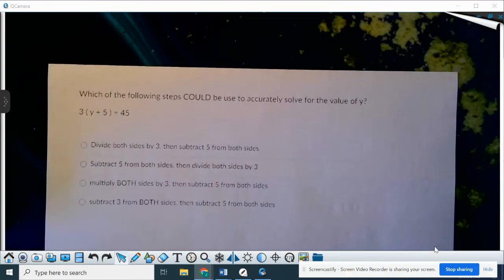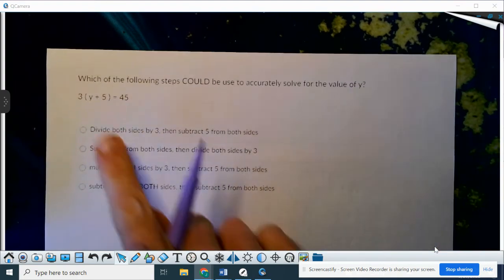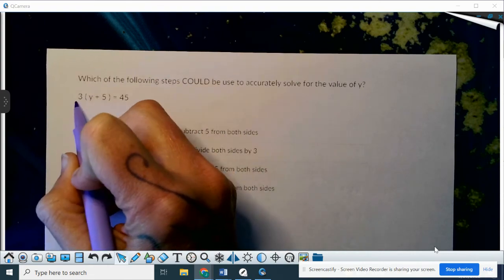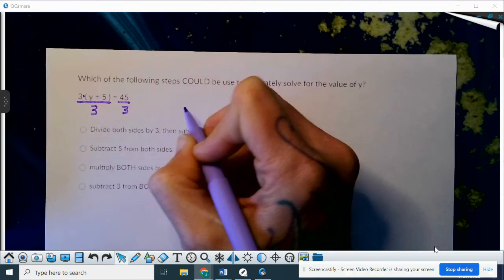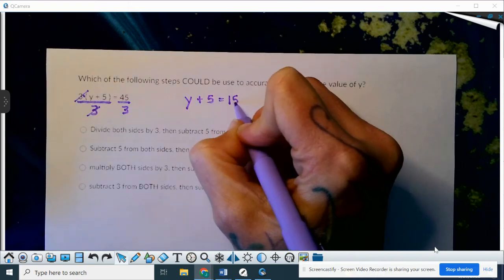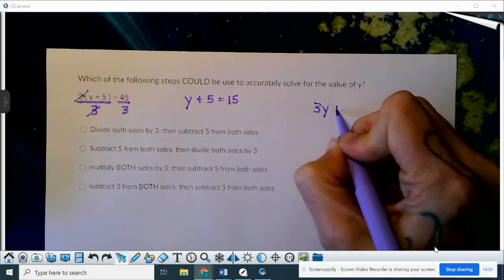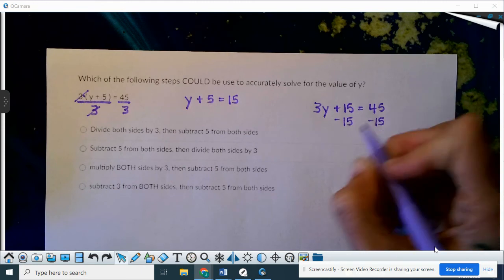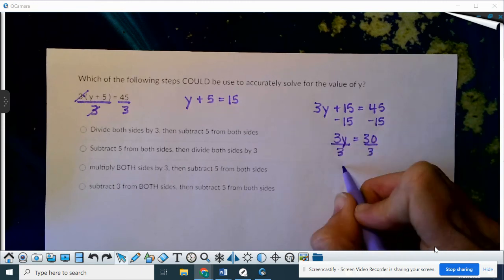One more. Which of the following steps could be used to accurately solve for the value of y? Now, most of us would distribute through, but ultimately, if I want y by itself, disregard my parentheses, this is 3 times. So the inverse of multiplication is division, and then I'm keeping all my numbers very small. Not wrong. If you distribute through, that's fine, because then you have 3y plus 15 equals 45. We're going to subtract 15 from both sides. 3y equals 30. Divide by 3, y equals 10.